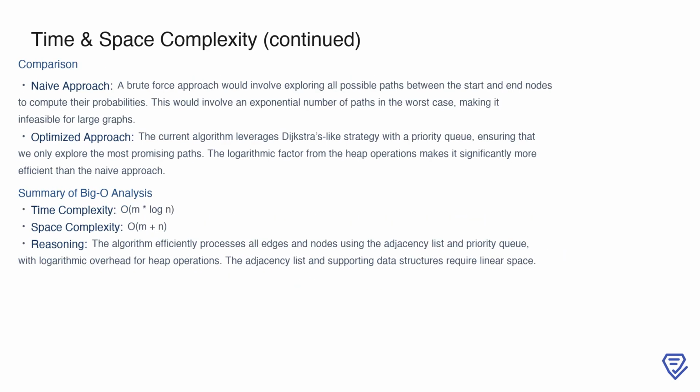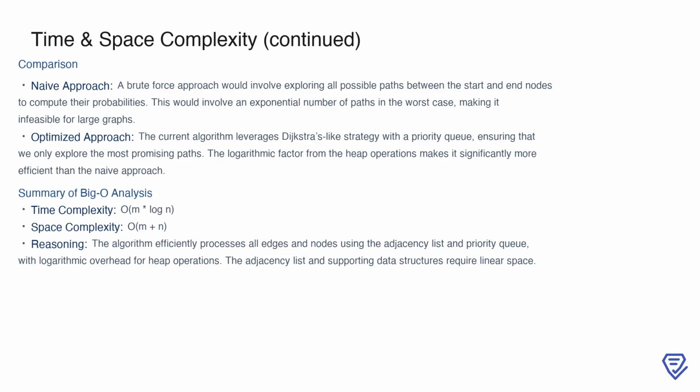When comparing approaches, a naive method would involve exploring all possible paths between the start and end nodes to calculate their probabilities. This approach is highly inefficient, as it requires checking an exponential number of paths in the worst case, making it impractical for large graphs.